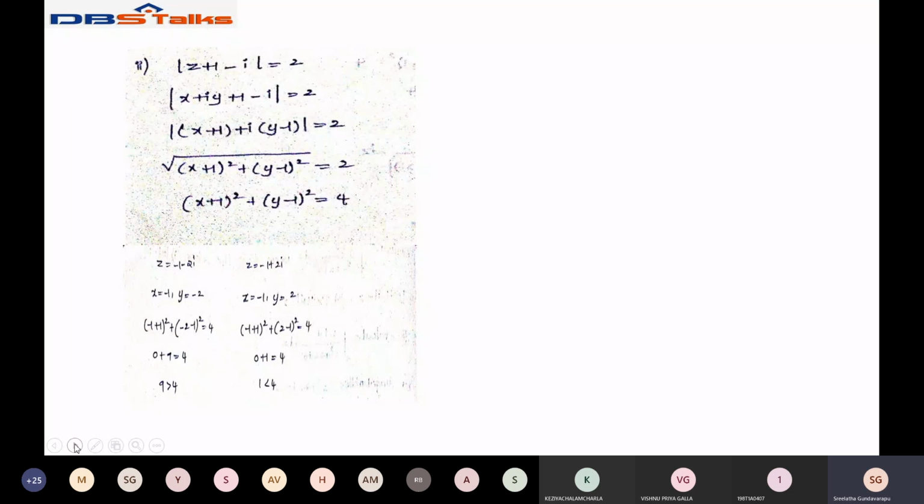So, two singularities. The first singularity is z equal to -1 minus 2i. To verify whether the singularity is inside or outside, comparing real and imaginary parts, x is -1 and y equal to -2. Substitute these values in the circle equation: -1 plus 1 whole square plus -2 minus 1 whole square, that is 9 greater than 4. And the second singularity is z equal to -1 plus 2i. Comparing, x is -1 and y equal to 2, and substituting in the circle equation, we get 1 less than 4. So this is within the circle, that means inside the circle.